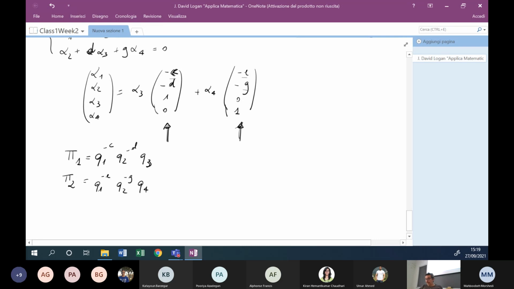So what I found are these expressions pi 1 and pi 2 of two independent dimensionless parameters expressed in terms of the Qi's. Note also another thing: this means that I can express Q3 and Q4 in terms of, for the first one, Q1, Q2, and pi 1, and the second one in terms of Q1, Q2, and pi 2.